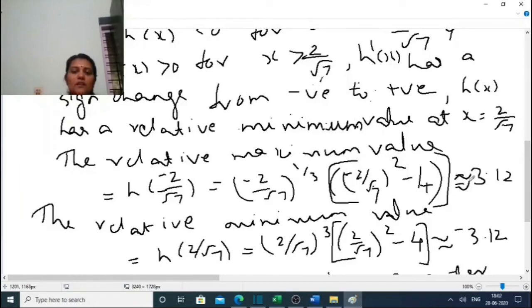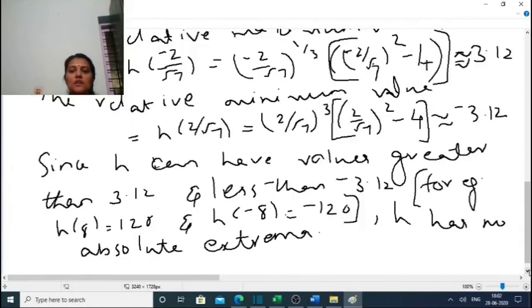And the relative minimum value is h of 2 by root 7, which is equal to 2 by root 7 whole cube into 2 by root 7 whole square minus 4, and the value is approximately equal to minus 3.12. But h can have values greater than 3.12 and less than minus 3.12. For example, the value taken at x equal to 8 is h of 8 equal to 120, and the value taken at x equal to minus 8 is equal to minus 120. So h has no absolute extrema.